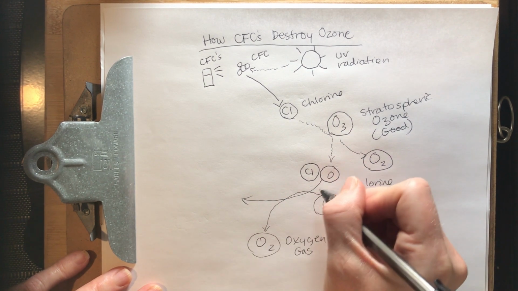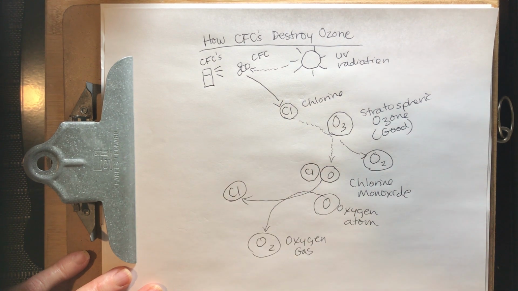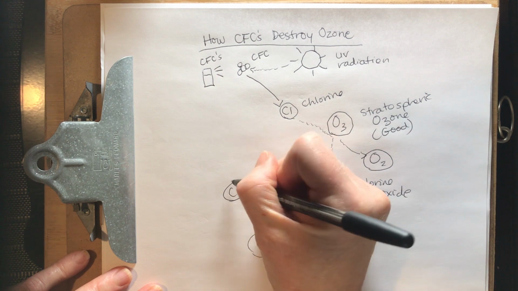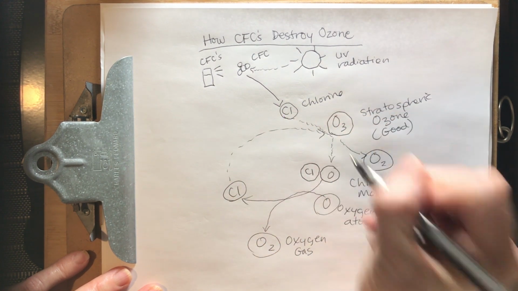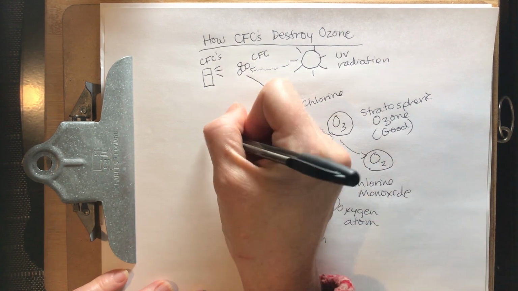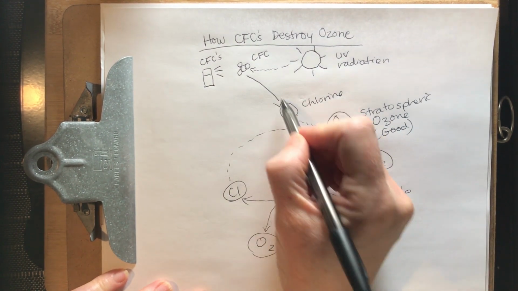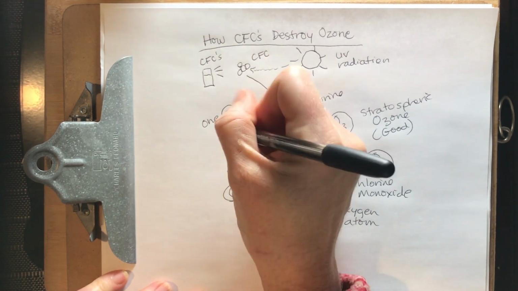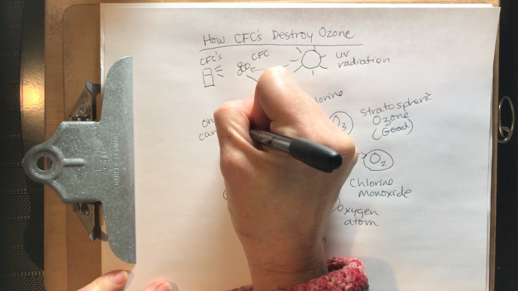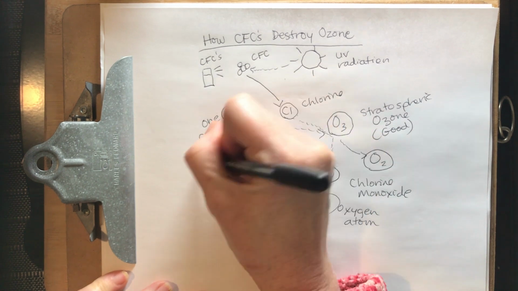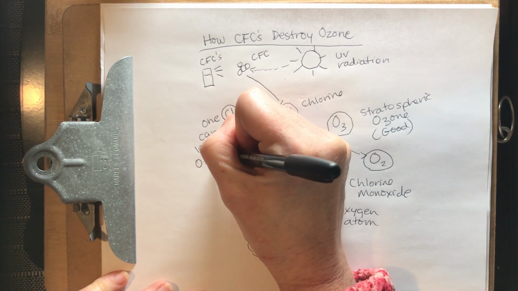Okay, and then meanwhile, this chlorine is still free, and it can just go back and go in circles and continue this process of bumping into another ozone and breaking it apart and forming the same compounds. And in fact, one of these released chlorine molecules that's been liberated by UV radiation can destroy 100,000 good ozone molecules.